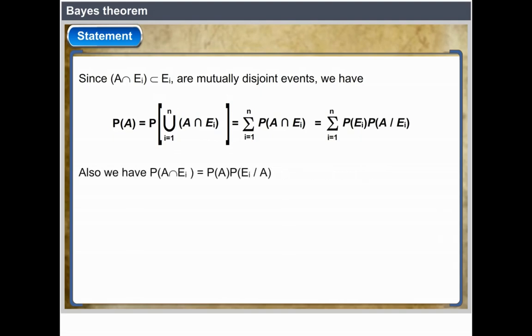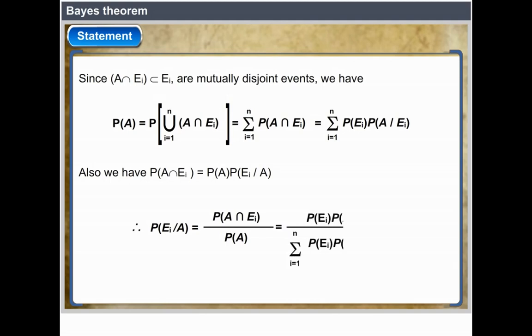Also we have P of A intersection Ei equal to P of A into P of Ei given A. Therefore, P of Ei given A equal to P of A intersection Ei divided by P of A equal to P of Ei into P of A given Ei divided by summation i equal to 1 to n P of Ei into P of A given Ei.